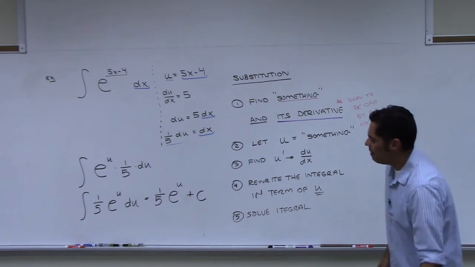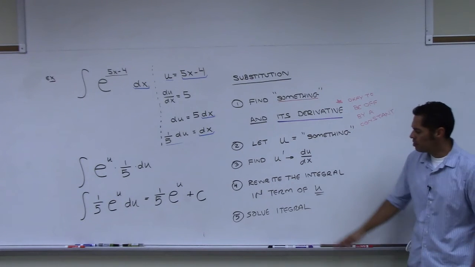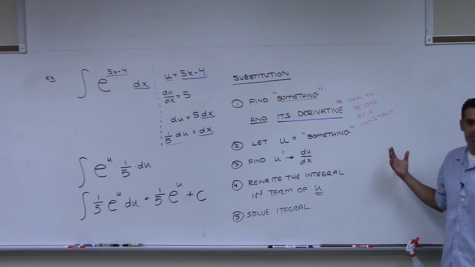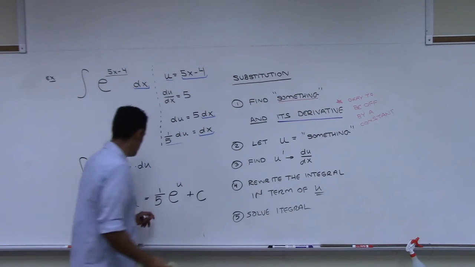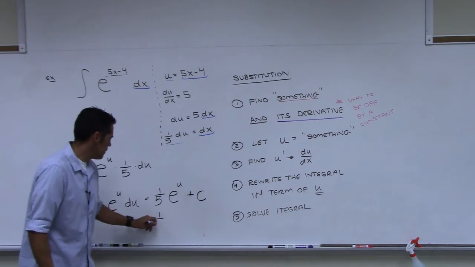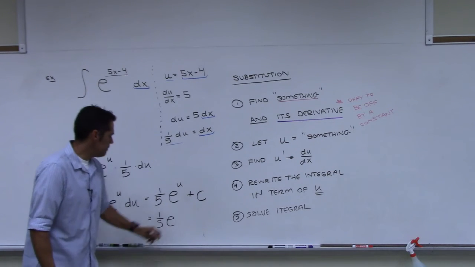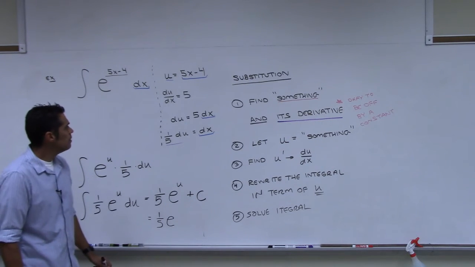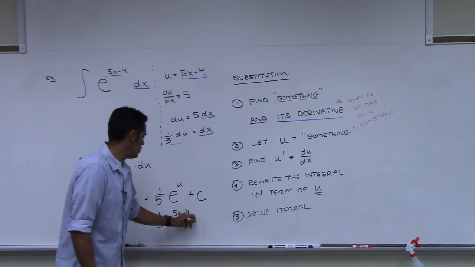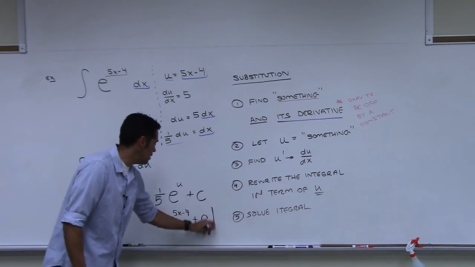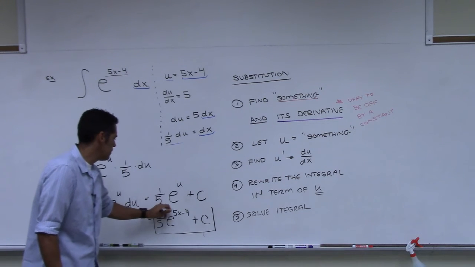And what is the last step? We've solved the integral. Get it back in terms of x. So I'm going to rewrite this as 1/5 e to the what? 5x minus 4 plus some constant, and then box it up.